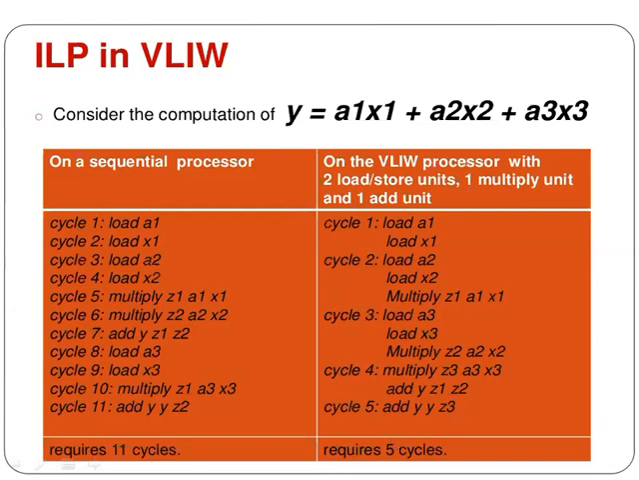Okay, it requires 11 cycles otherwise, so with simple logic only, by identifying the instruction level parallelism, we are improving the performance of the system by reducing the time. Okay, so this is the importance of the VLIW architecture.